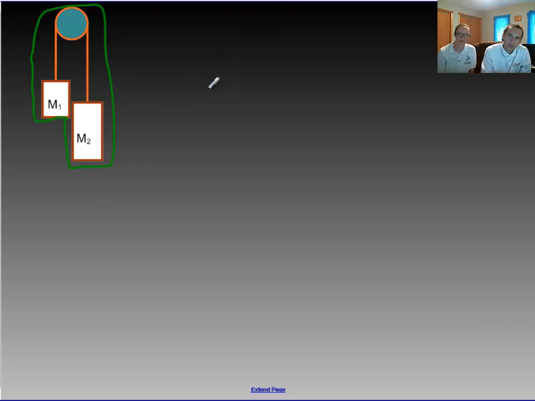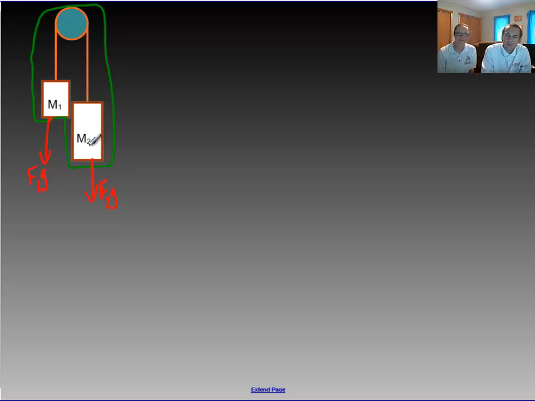There's gravity on this one, and gravity on M2. So F1G and F2G. Now, it looks like those are both pulling in the same direction, but this pulley is a direction changer. So a pull down over here is a pull up over here. So these are technically opposite.